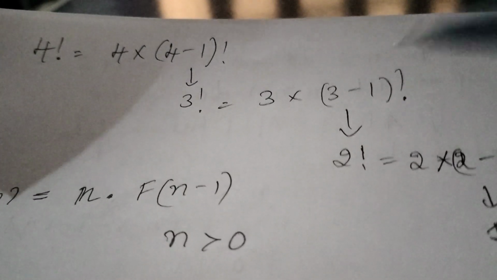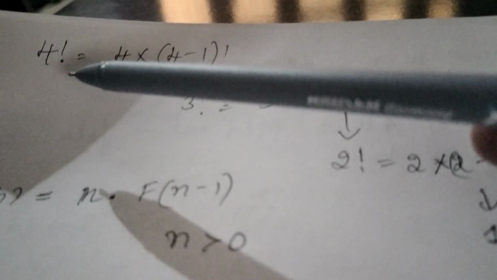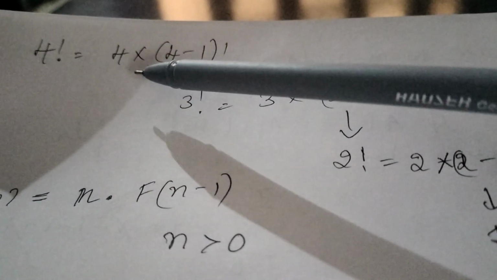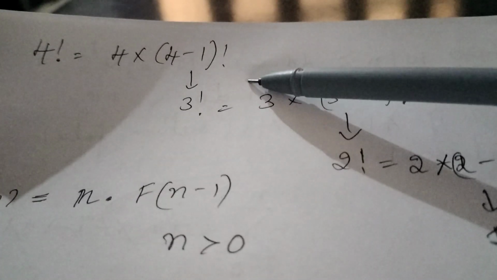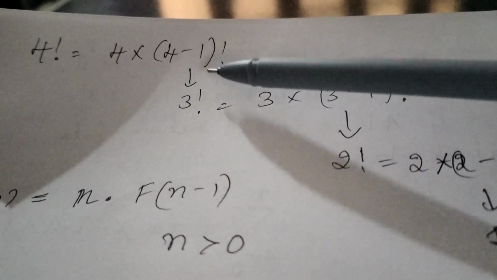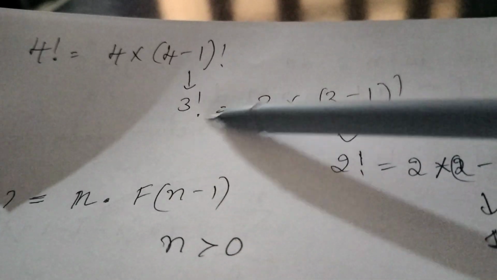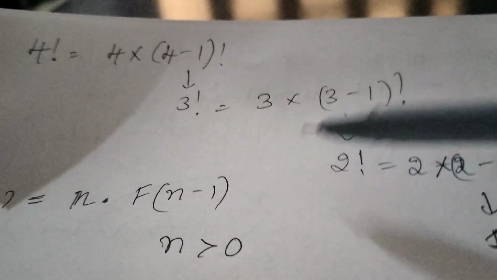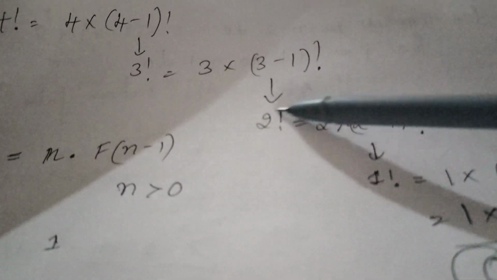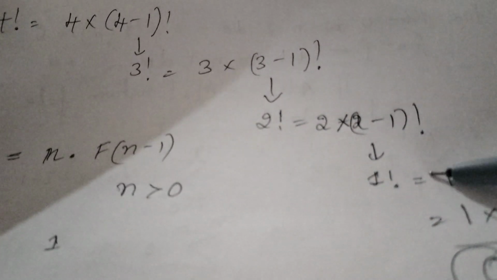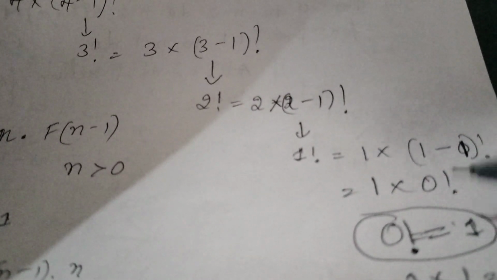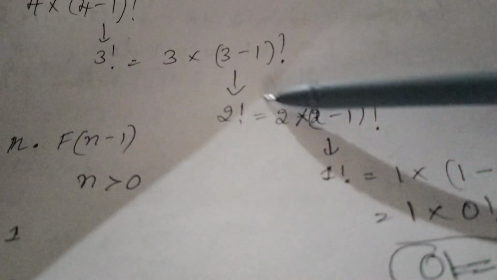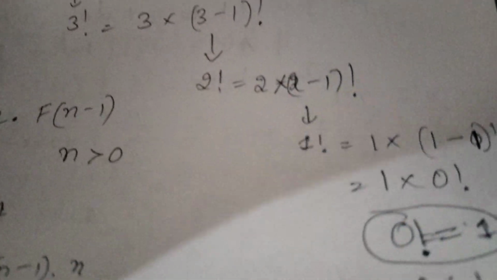Now, for example, if we want to find the factorial of the number 4, then it can be written as 4 into (4 minus 1) factorial. And (4 minus 1) factorial is simply 3 factorial, and this 3 factorial can be written as 3 into (3 minus 1) factorial. In the same way, 2 factorial can be written as 2 into (2 minus 1) factorial, and 1 factorial can be written as 1 into (1 minus 1), that is 0 factorial. So these cases we call the general cases, and this one is the base case.